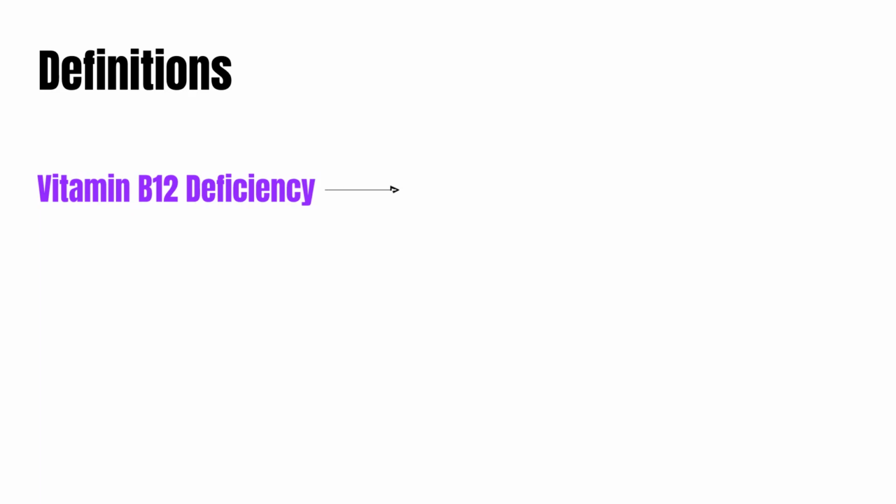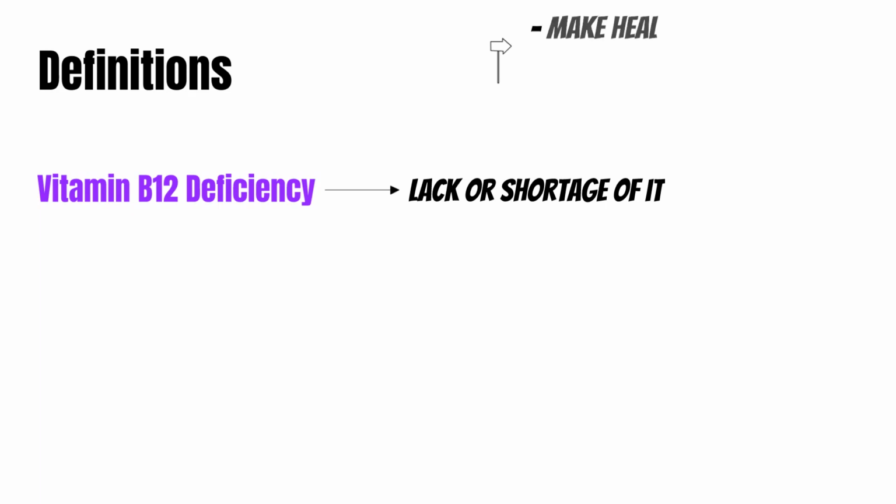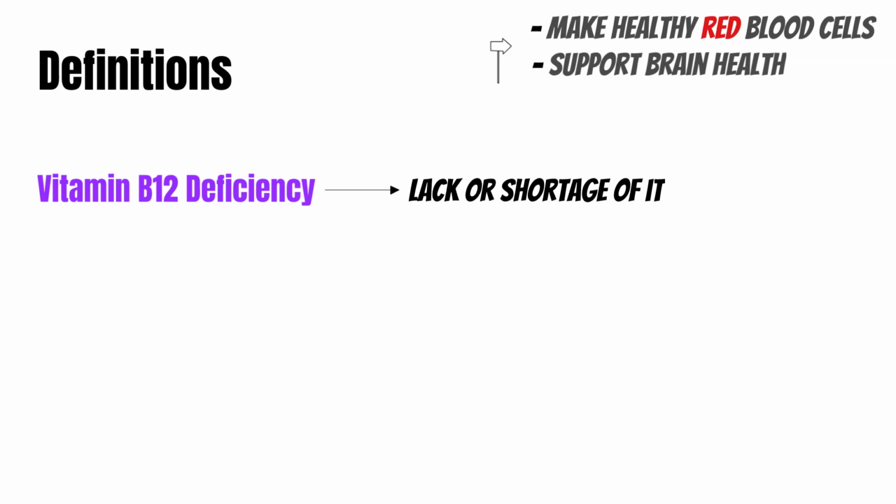We covered that in the last video, but essentially vitamin B12 is a water-soluble nutrient. It's required to make healthy red blood cells. It's required for the support of brain health. It's required to make DNA. It's required to metabolize homocysteine and prevent something called pernicious anemia, which we'll talk about. What I would like you to focus on here is the fact that it makes healthy red blood cells and that it makes DNA. That's very important in the way we describe what megaloblastic anemia is in a few moments. So vitamin B12 deficiency, it's a lack or shortage of vitamin B12.